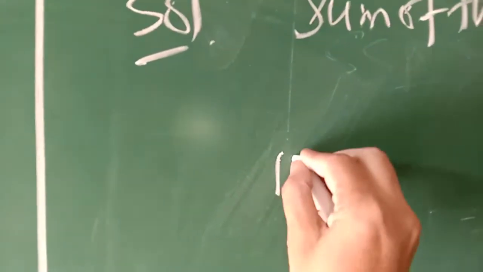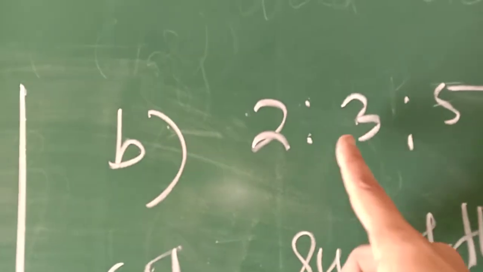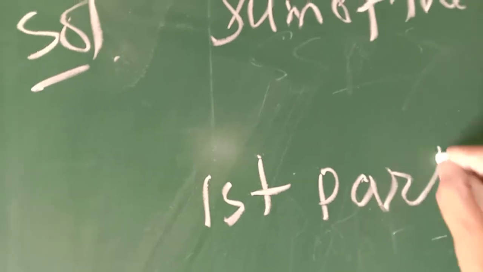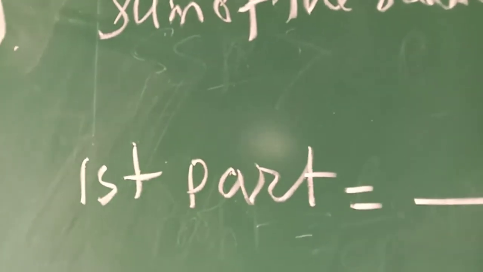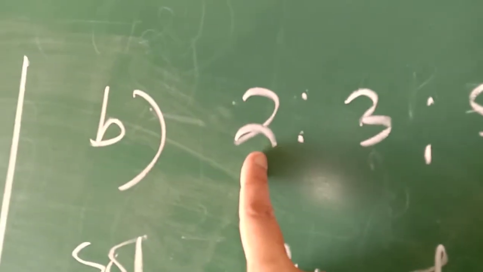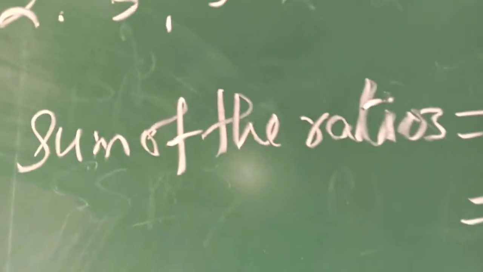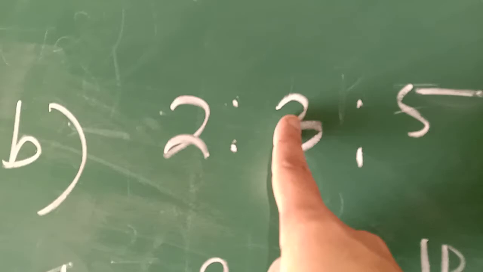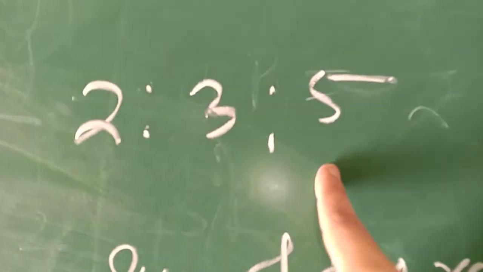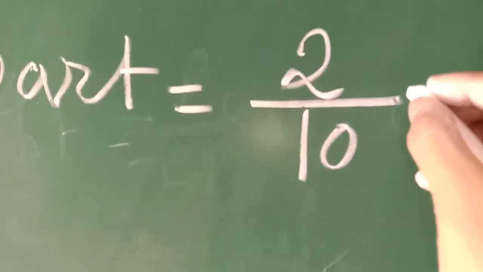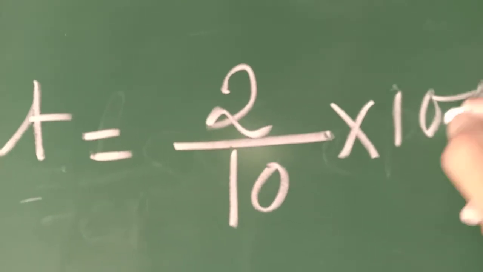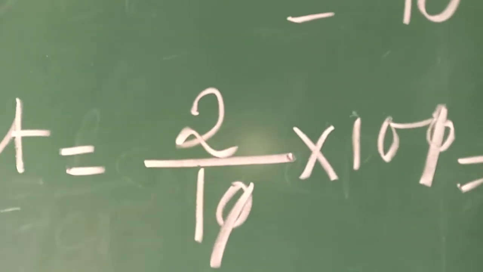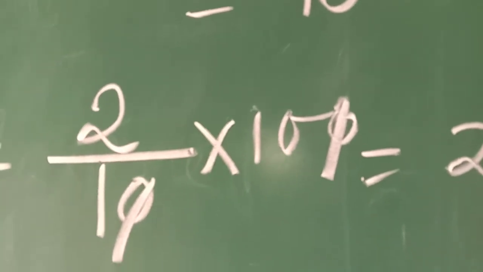Now here you have to find out 3 parts, first, second and third. First part, what will be the percentage? Out of 10, first part got 2. Second part will get 3 out of 10. Third part will get 5 out of 10. So to convert it into percentage, into 100, 0, 0 cancel, it is 20%.